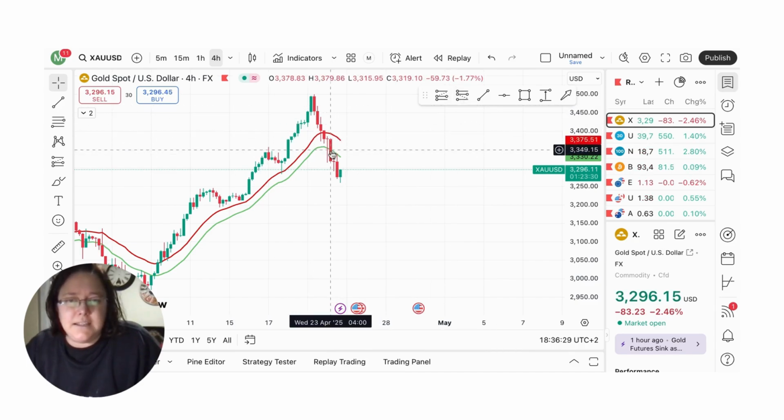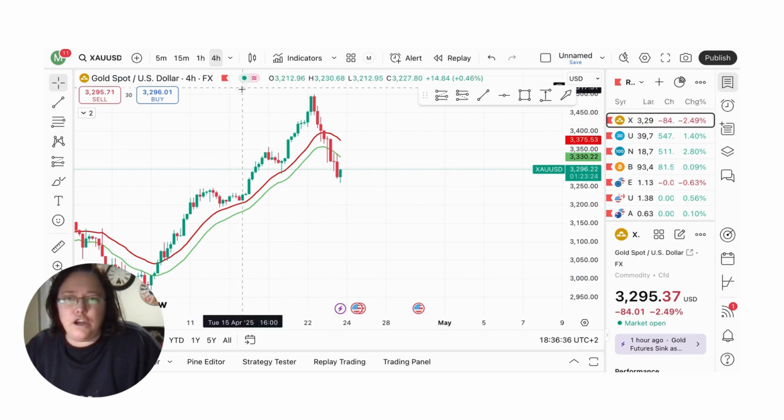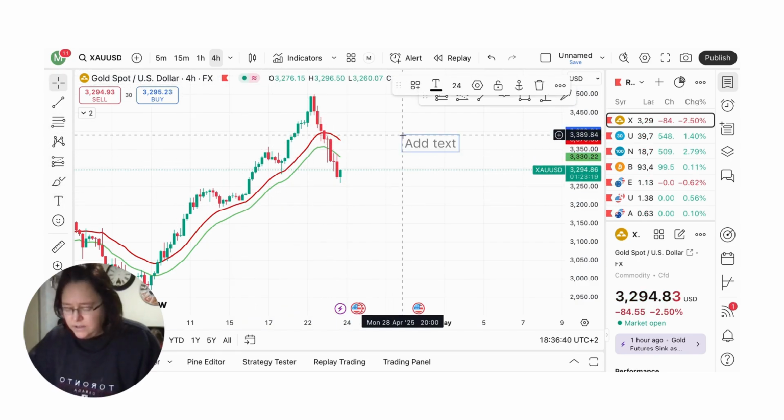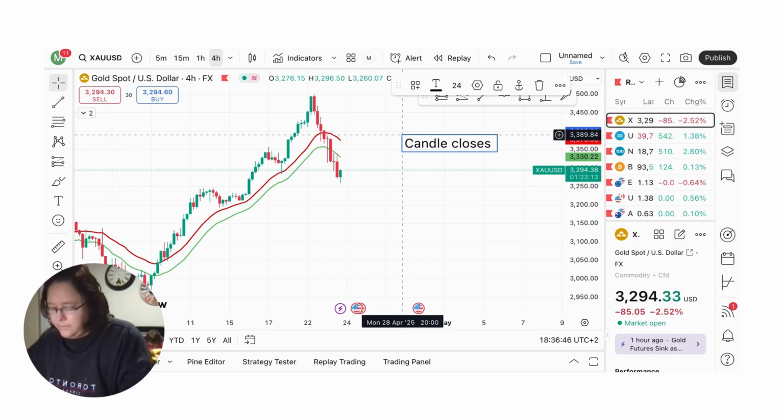So how does a sell trade work? The entry parameters are the moment that you have a candle that closes. So let me write that out for you guys. So if you have a candle, let's put this aside. So if you have a candle that closes below the 20 EMA, then you take a sell trade.